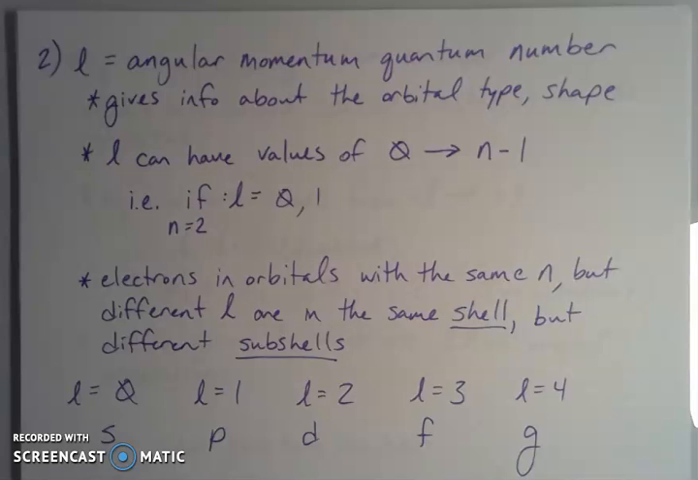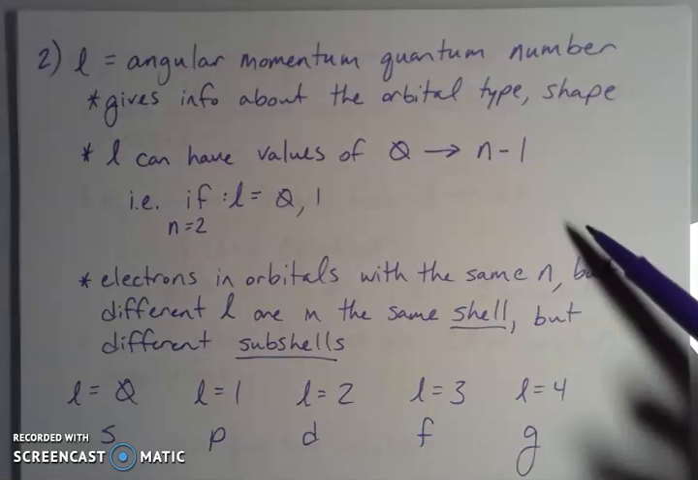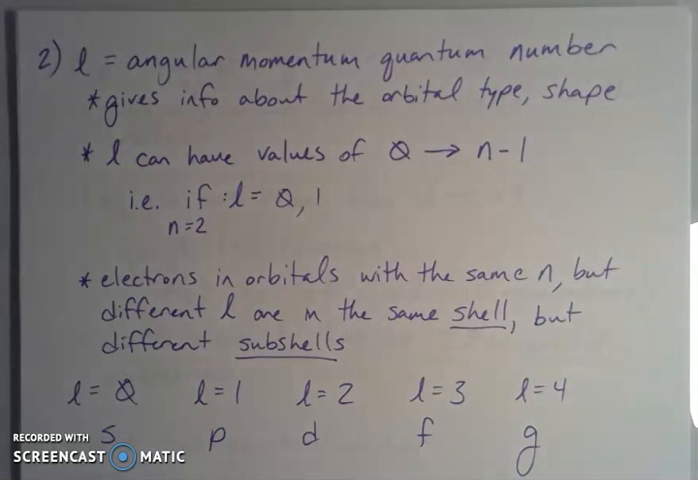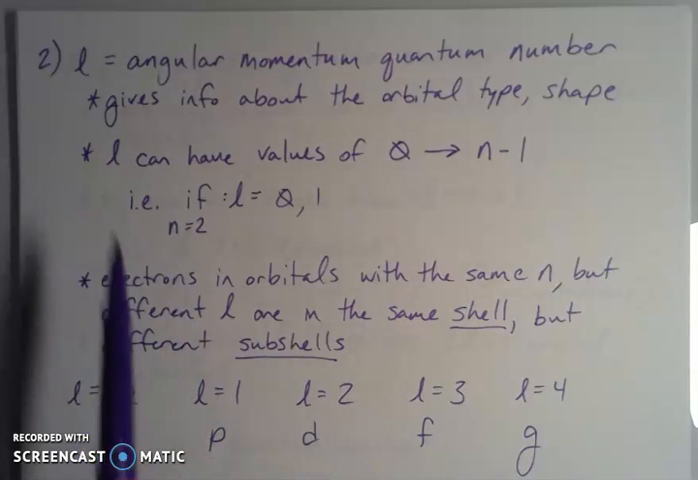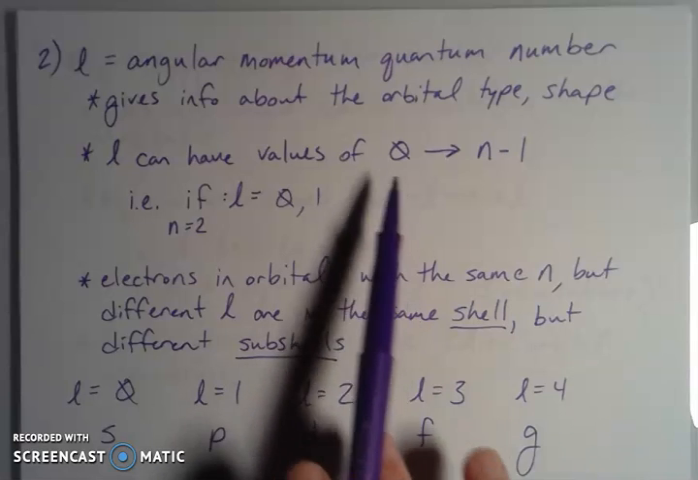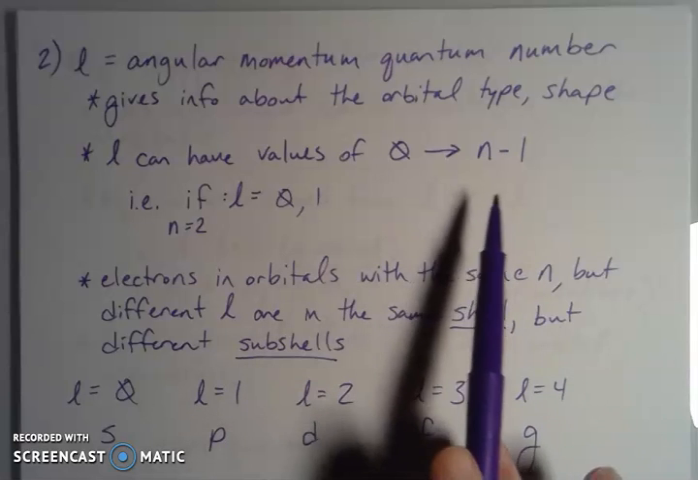It gives information about the orbital type, about the shape of the orbital. So we talked about 4 different orbital types, s, p, d, and f. There are g and h orbitals, and you can go on from there. But as chemists, we usually just focus on the 4 lowest energy, s, p, d, and f. So it tells you which one it is and which one you'll find that electron in. l can have values between 0 and whatever shell it's in minus 1.